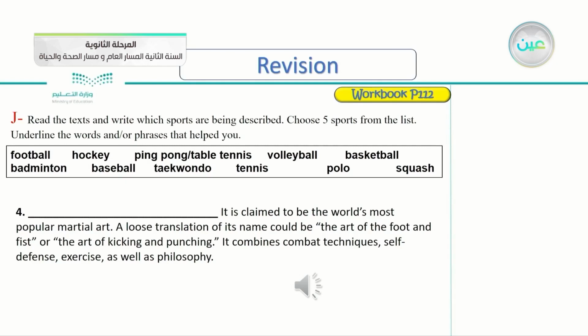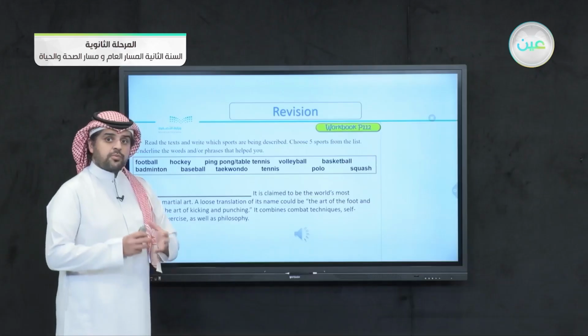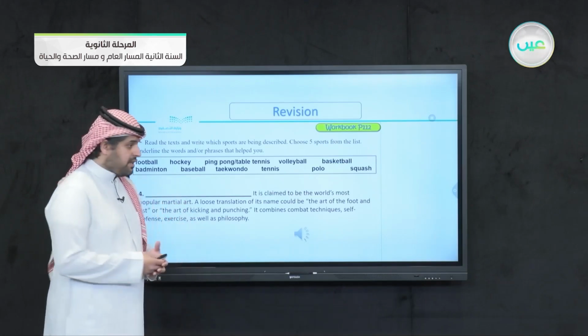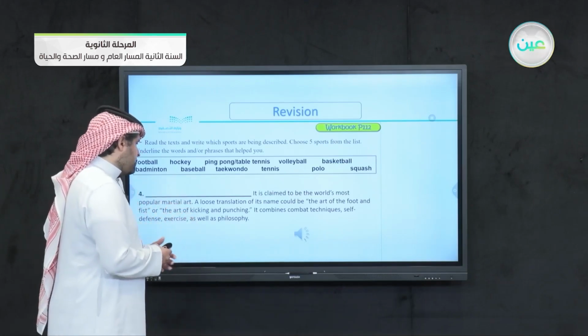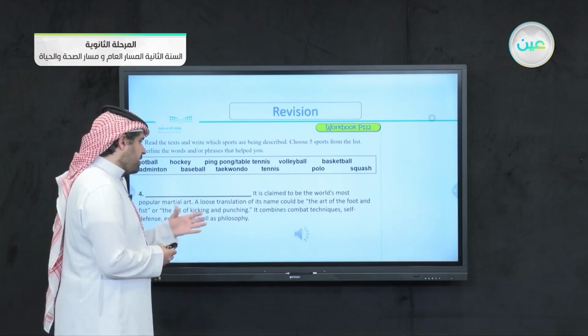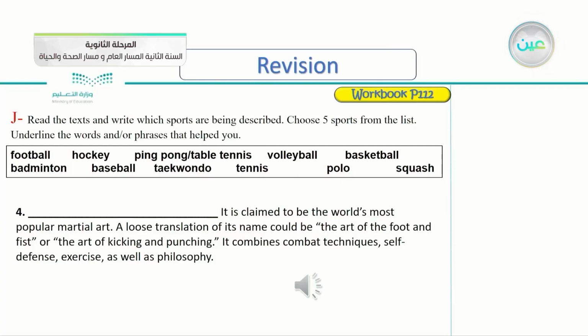So number 4, it is claimed to be the world's most popular martial art. So the most popular martial art sport. A loose translation of it could be the art of the foot and fist or the art of kicking and punching. So lots of kicking and punching here. It combines combat techniques, self-defense, exercise, as well as philosophy. So I think we all know the answer here, that it's Taekwondo. You're using a lot of kicking in Taekwondo.